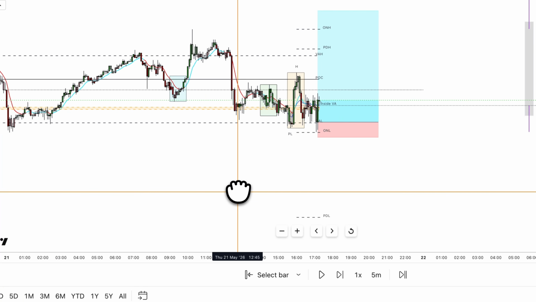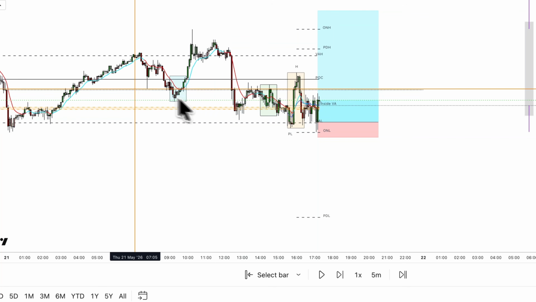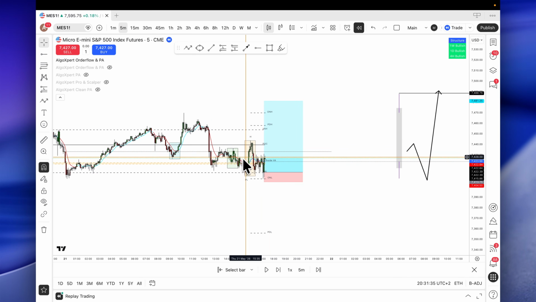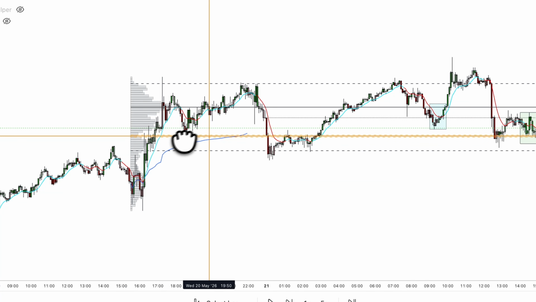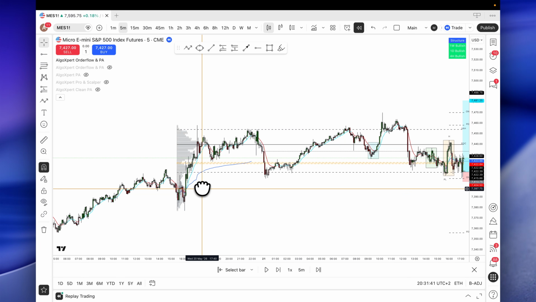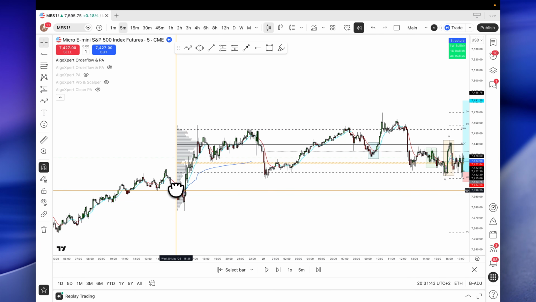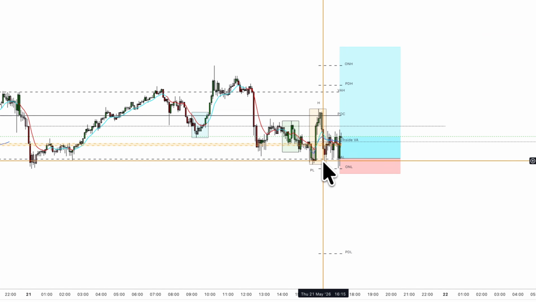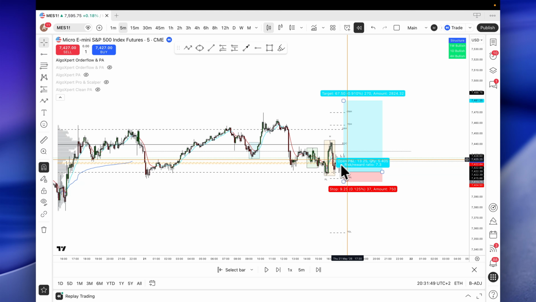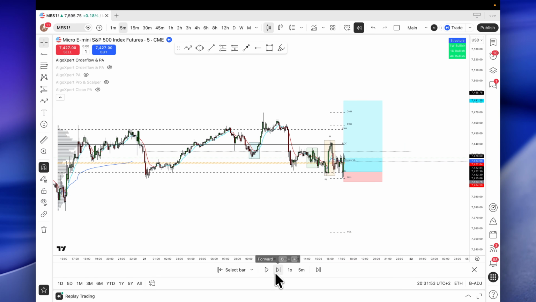There are even more confluences. You see this line here, and also this line here. It measures the VWAP of the previous cash session profile and also of the cash session profile of the market opening. And we are also above VWAP. That means there are a lot of confluences to just look for buys.